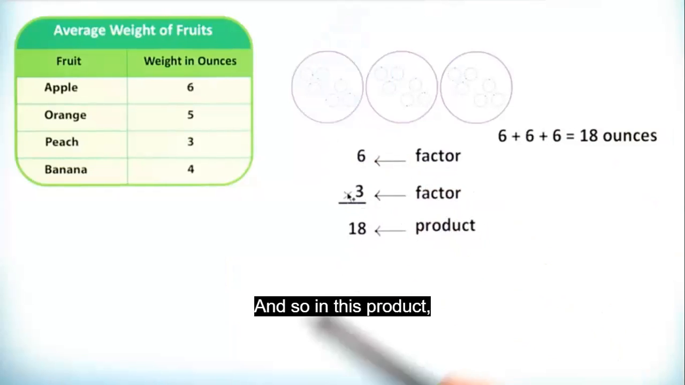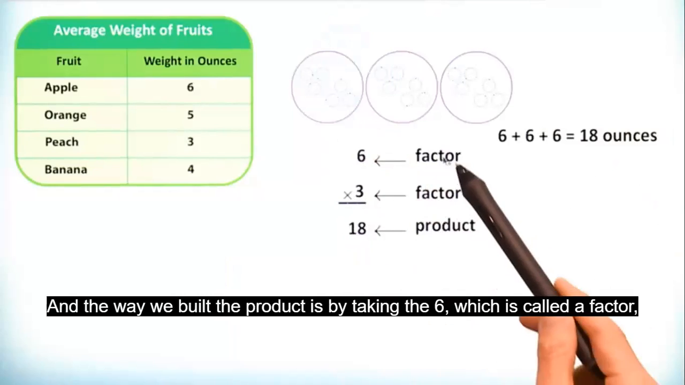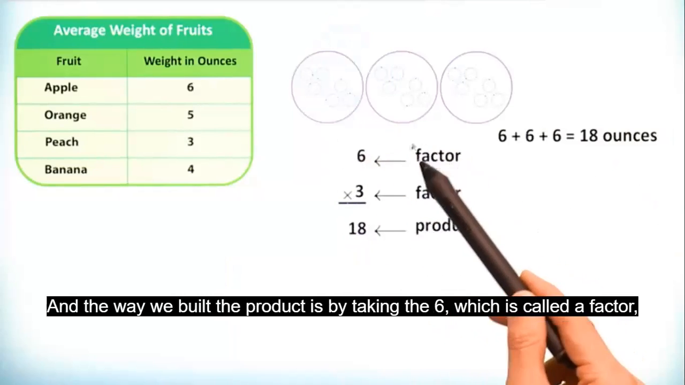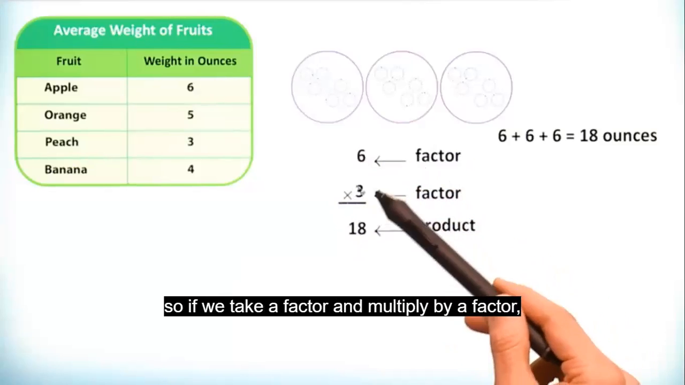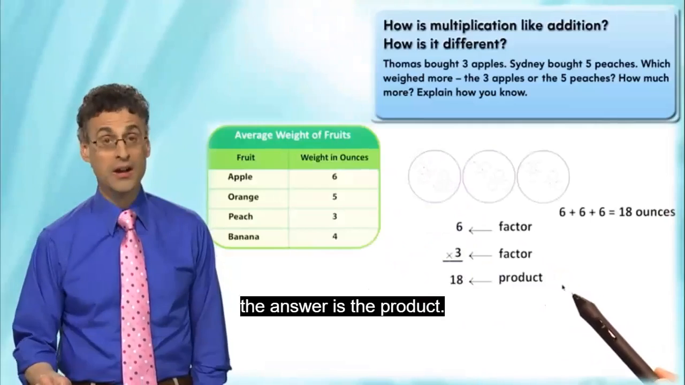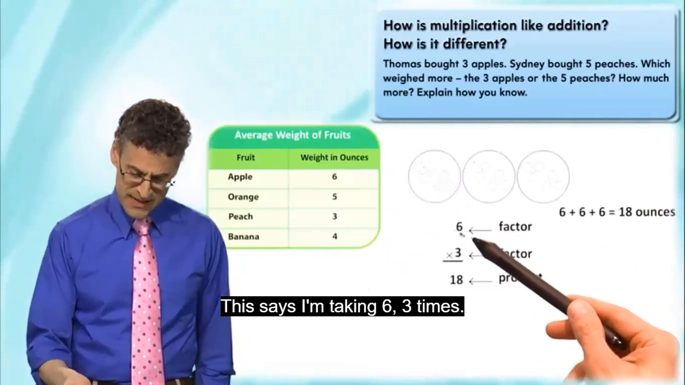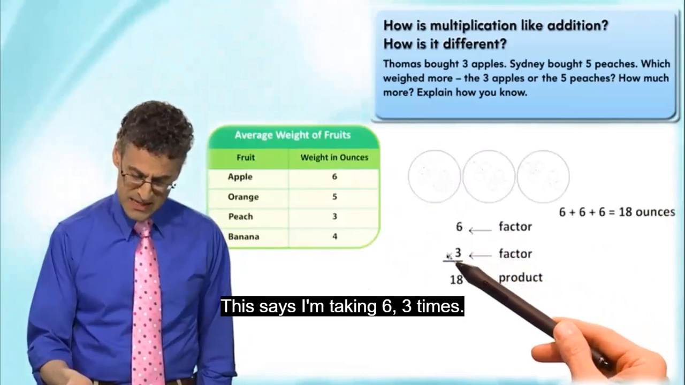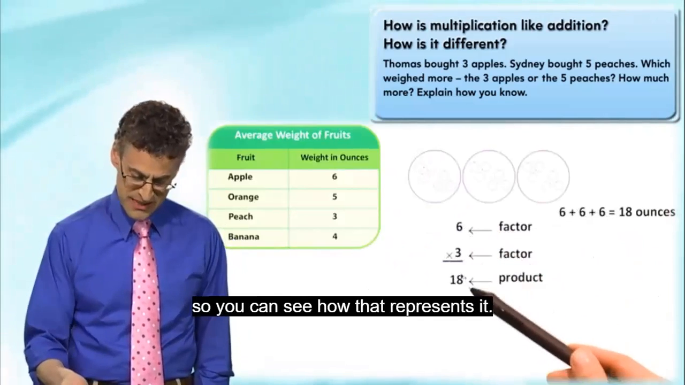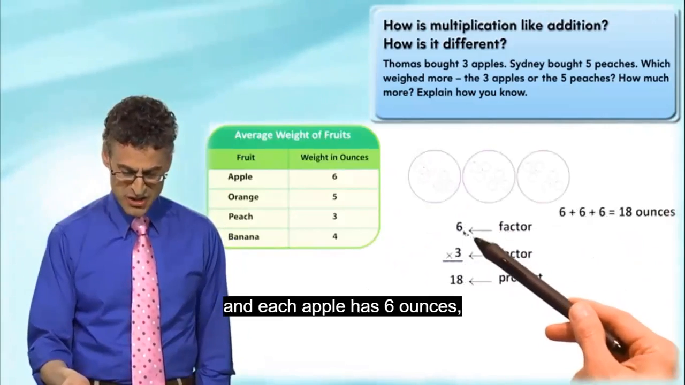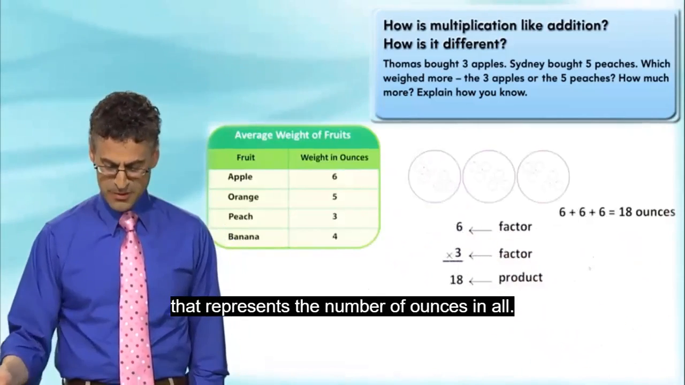And so in this product, the answer is the product. The way we built the product is by taking the 6, which is called a factor, and multiplying it by another factor. So if we take a factor and multiply it by a factor, the answer is the product. And so you can see exactly what this means. This says I'm taking 6 3 times. 6 plus 6 plus 6. They're the 3 times. So you can see how that represents the 3 apples, and each apple has 6 ounces. And when we take their product, that represents the number of ounces in all.